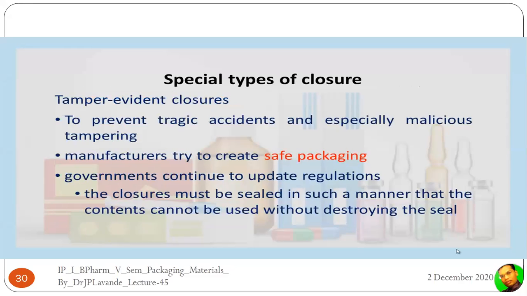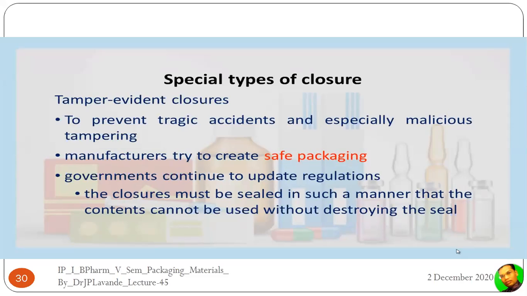There are some special types of closures, like the tamper evident closures. These tamper evident closures are to prevent tragic accidents and especially malicious tampering. Sometimes during shipment, the product may get removed, adulterated, added to, or replaced by a substandard product. That can be prevented with the help of the tamper evident closure system.